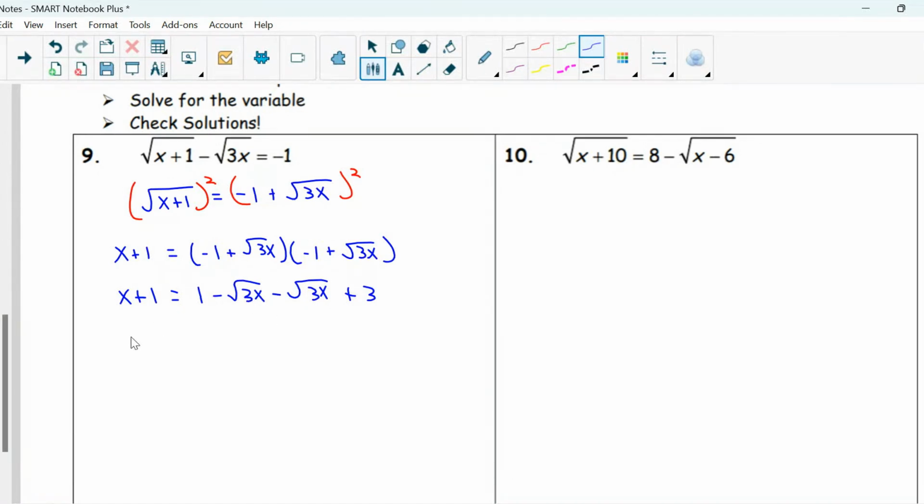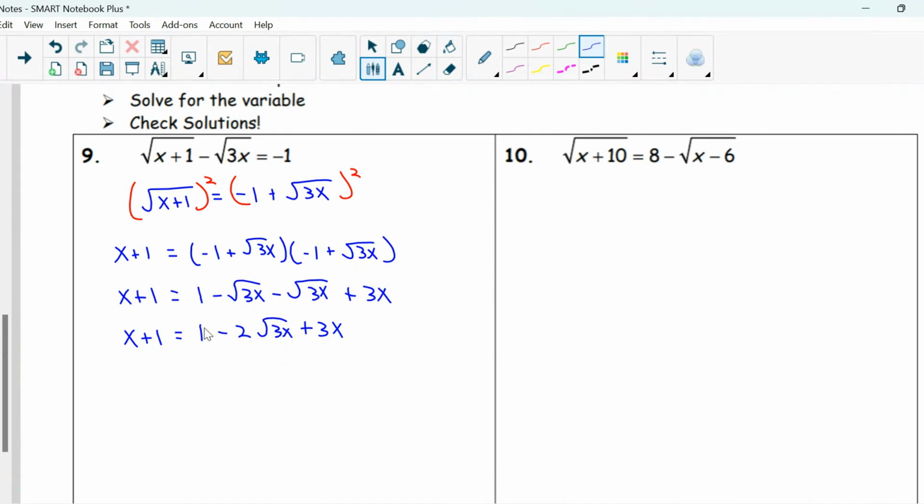So let's just rewrite this as x plus 1 equals, oh, sorry, this should have been a 3x, my bad. Square root of 3x times square root of 3x. So this gives me 1 minus 2 square roots of 3x plus 3x. And now we're just going to go ahead and solve for x.